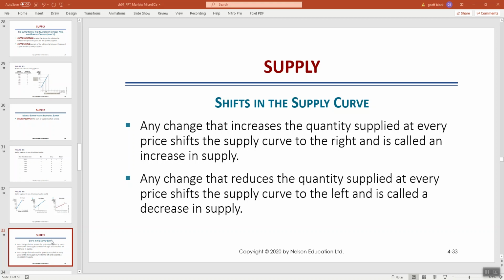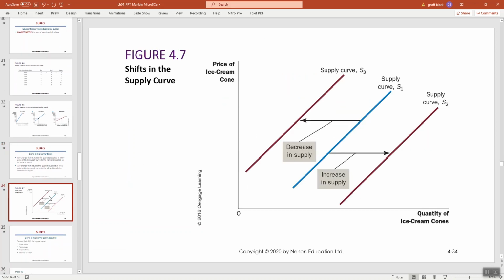Any change that increases the quantity supplied at every price, so if we shift that curve, it's called an increase in supply. And then alternatively, any change that reduces the quantity supplied at every price shifts the supply curve to the left. And it's called a decrease in supply. Okay? Same as the demand. But there are fewer things that can shift the supply curve than the demand curve.